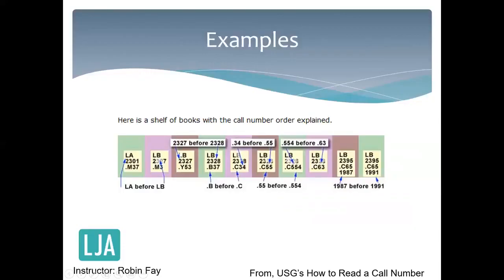So, we have LA here. L is the class, and then the A is the subclass part. So LA is a subclass, and then we have 2301, and then we have B37, which is our cutter. So think a little as you're looking at things about how those call numbers are constructed.